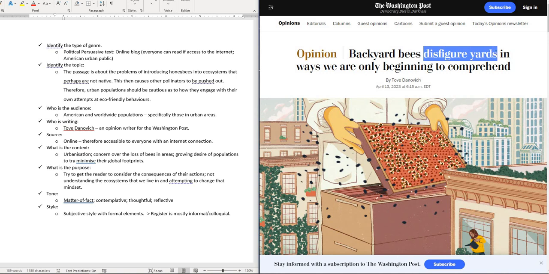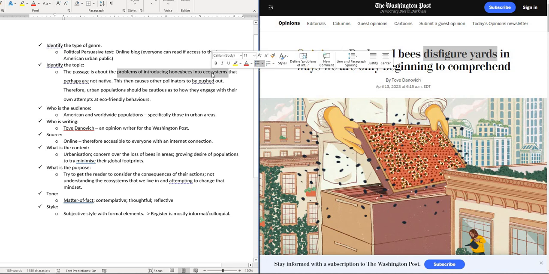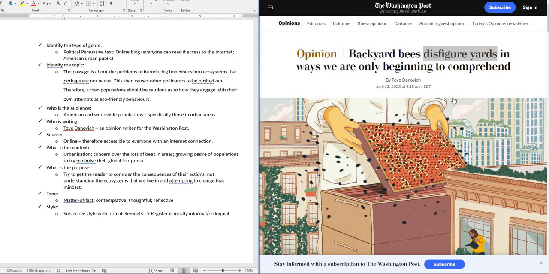When something is disfigured, it oftentimes is linked to things being damaged, to things being turned into something that is unattractive, that we are harming, that we're doing irrevocable damage. So the title already has those elements of the problematic elements of introducing honeybees into ecosystems.